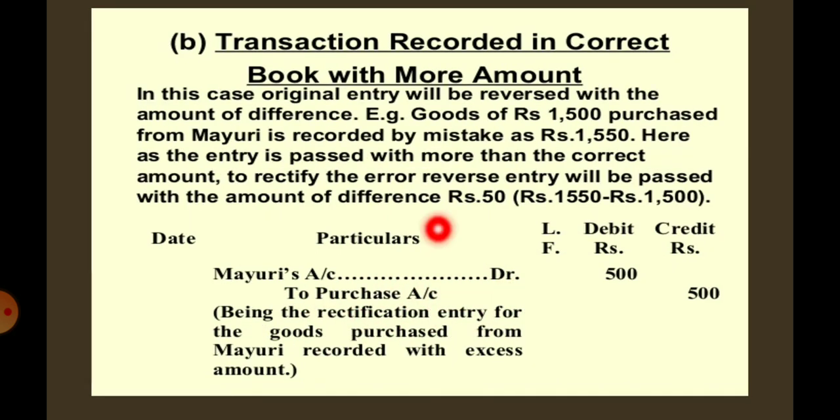Transaction recorded in the correct book with more amount. Sometimes we record an amount greater than the real value. Goods of 1,500 purchased from Mayuri is recorded by mistake as 1,550. Now the difference is 50. Here, as the entry is passed with more than the correct amount, to rectify the error, a reverse entry will be passed with the amount of difference, 50. Mayuri's account debit to purchase account.